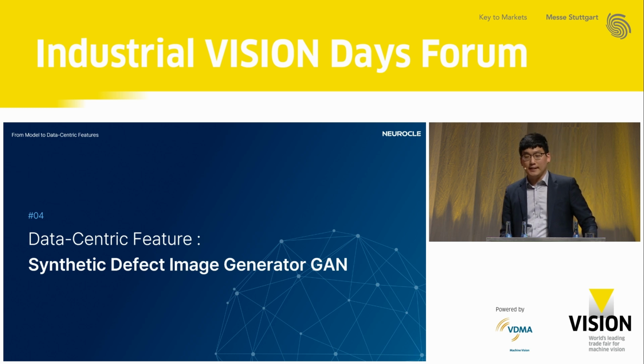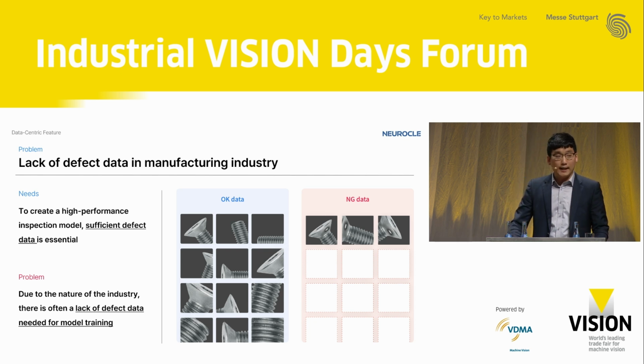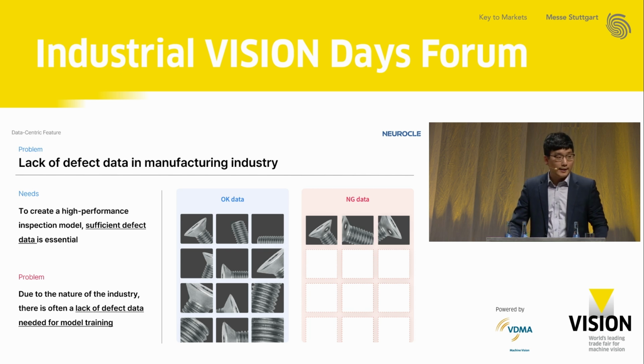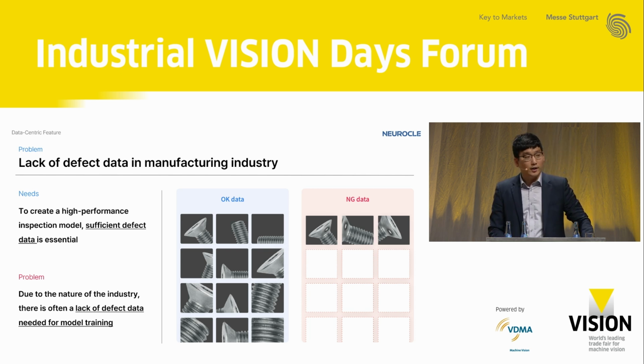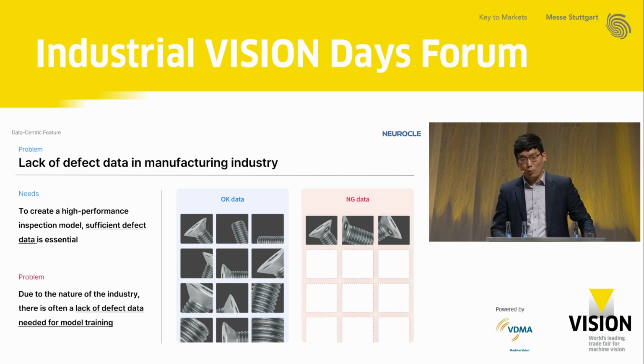The first thing is the synthetic defect image generator based on the GAN model. Why do we need this kind of image generator? Because normally in manufacturing lines, we lack defect data. It's very easy to gather some OK data, but sometimes we have a hard time gathering defect data. So that's why we thought, why don't we generate the defects based on deep learning models?